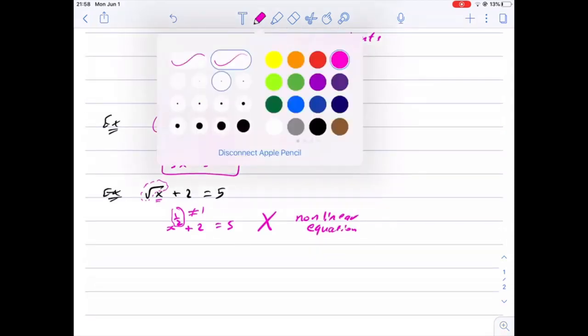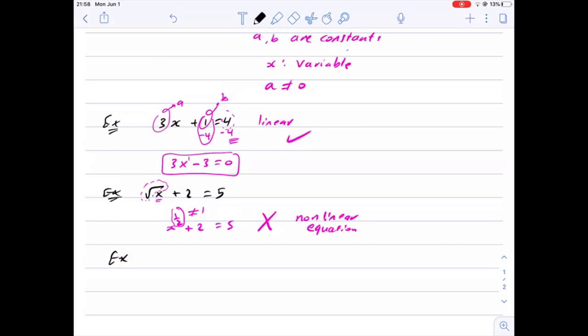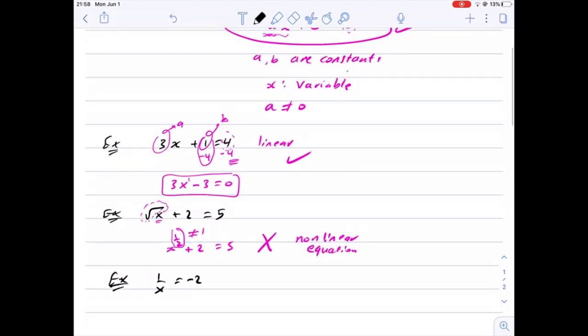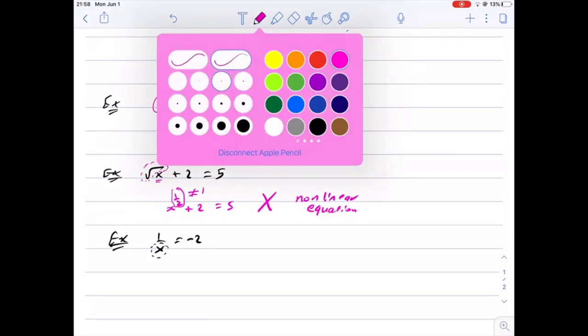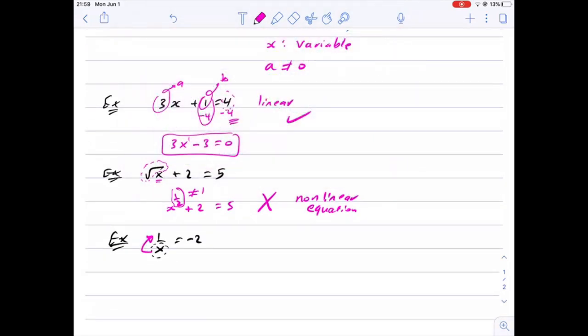Also, if we have 1 over x equals negative 2, as we can see, x is not in the numerator. I mean, it's in the denominator. So the power of x actually is negative, because if we bring this up here, it becomes x to negative 1 equals negative 2. So the power is negative. It's not equal to 1.